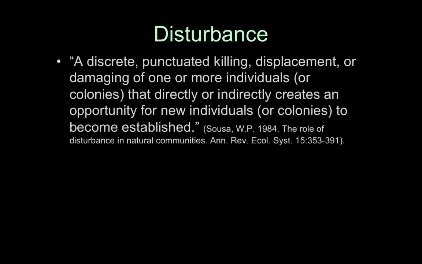So here are two textbook definitions. The first one comes from Wayne Sousa in the Annual Review of Ecology and Systematics from 1984: a discrete, punctuated killing, displacement, or damaging of one or more individuals or colonies that directly or indirectly creates an opportunity for new individuals or colonies to become established. So when you get rid of some organisms in an ecosystem, it opens up ecological space, a niche space, basically. And we'll talk about what niches are in a little while.